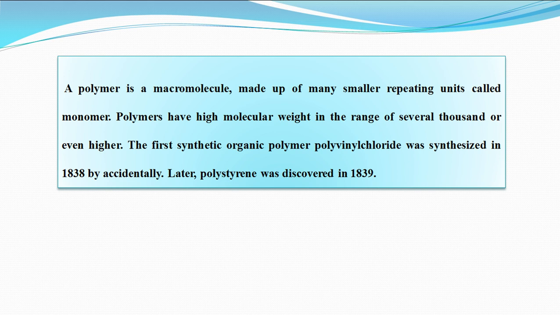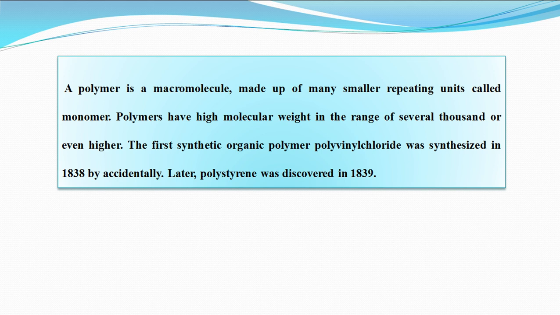Macromolecules means a big molecule formed from small molecules, which are called monomers. The word polymer is derived from Greek: poly means many, mer means small parts. So small parts are combined together to form a big molecule. It is called a polymer. The molecular weight of polymers, compared to other ordinary chemicals, is very high. Sometimes thousands to lakhs and lakhs.